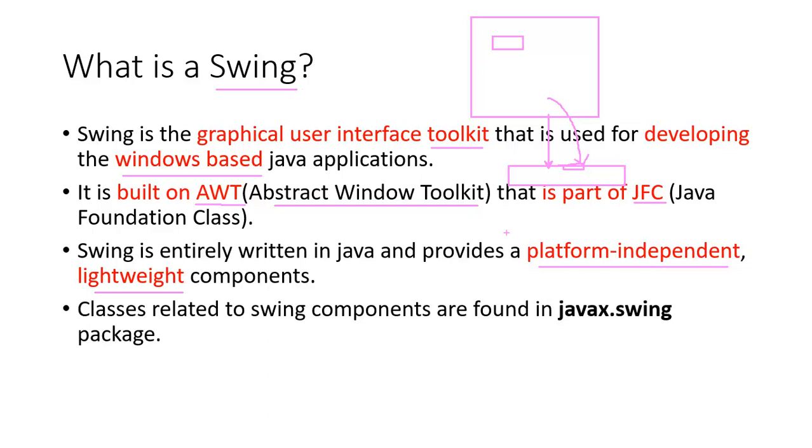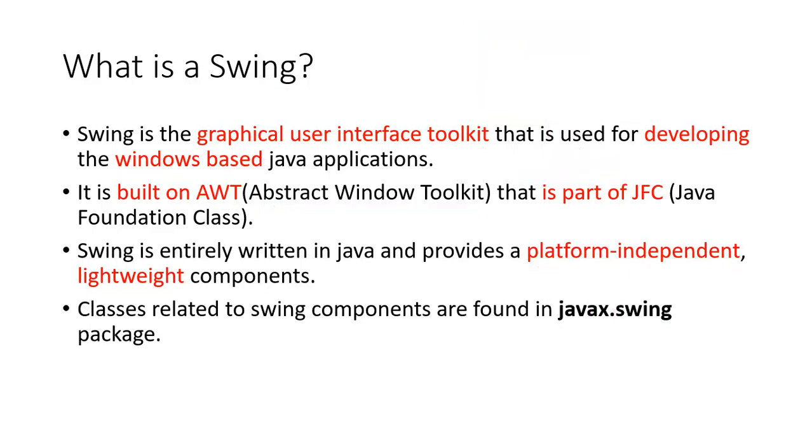Now let's look at how to use Swing. We are all familiar that in order to use Swing, we need to import classes from a specific package called javax.swing. Here, x refers to an extension. This was an extension that was provided for AWT. That is why we have javax.swing.